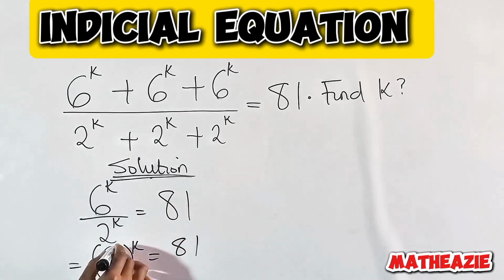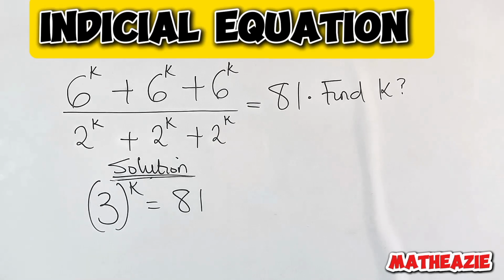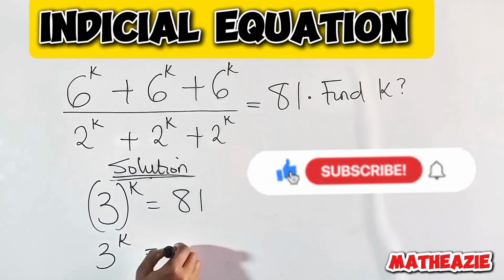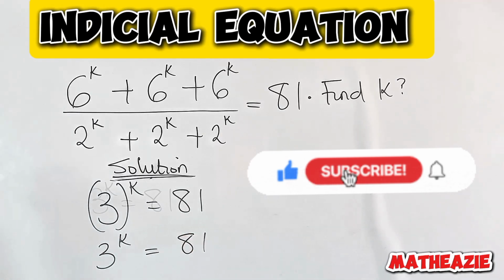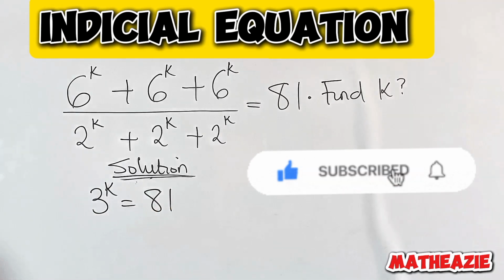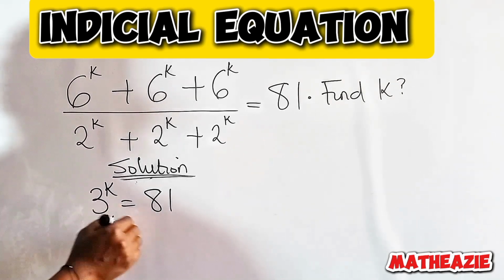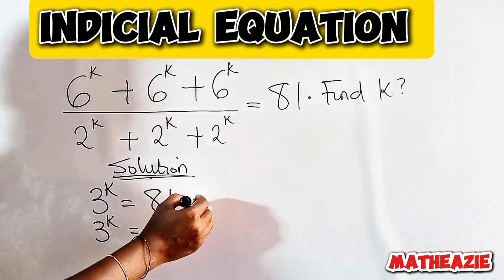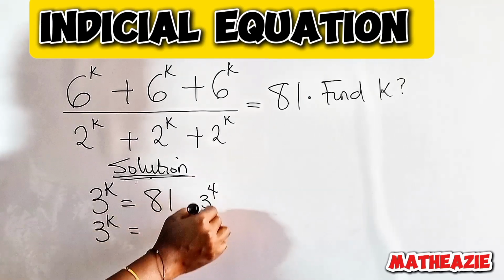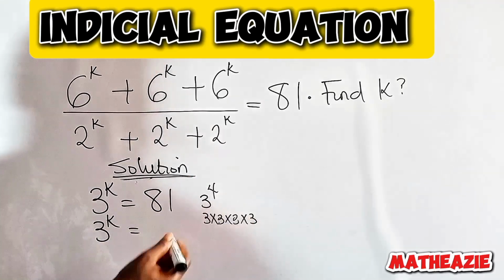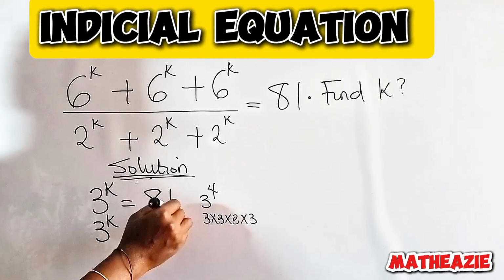2 goes into 6 3 times, so we now have 3 raised to the power of k equals 81. Let us express 81 in base 3 raised to a power. 81 is equivalent to 3 raised to the power of 4, that is 3 times 3 times 3 times 3. So we have 3 raised to the power of 4.